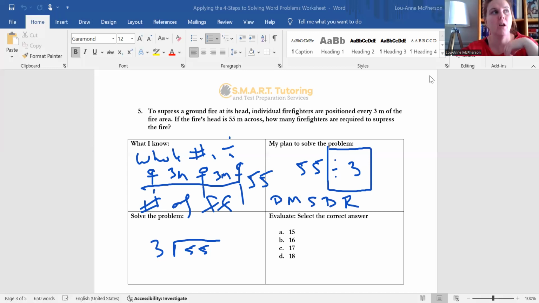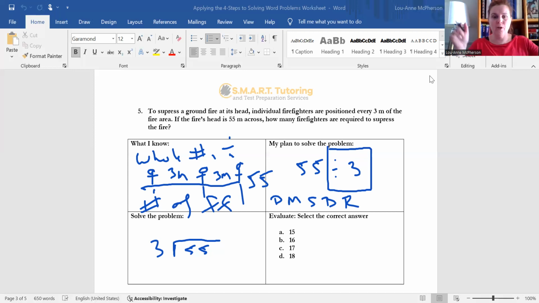Okay, so the mnemonic, I think I called it an acronym. The mnemonic is Dracula must suck blood regularly. And that stands for divide, multiply, subtract, bring down, repeat. That is the set of steps that you need to divide. And then you just follow those steps one number at a time. Okay, one step at a time. I'm going to show you how to do that now.